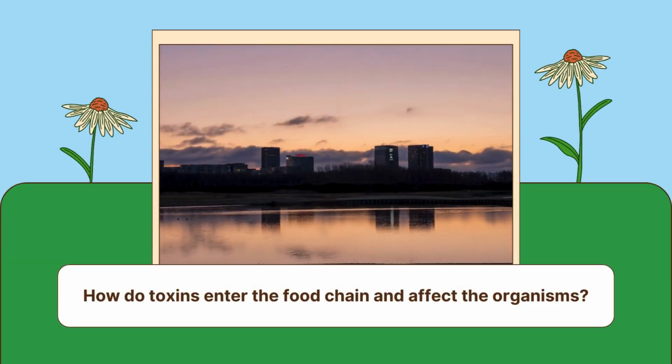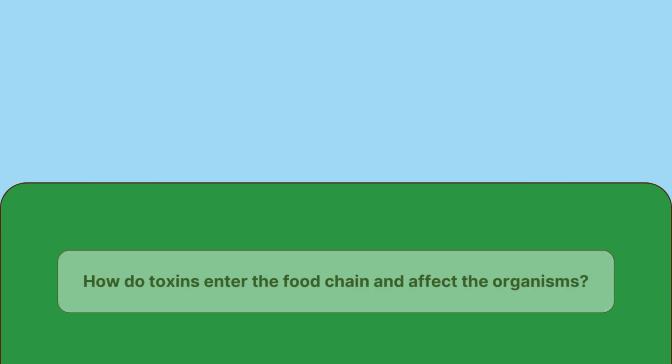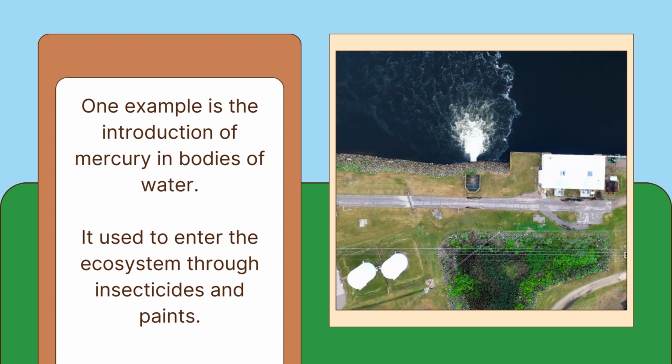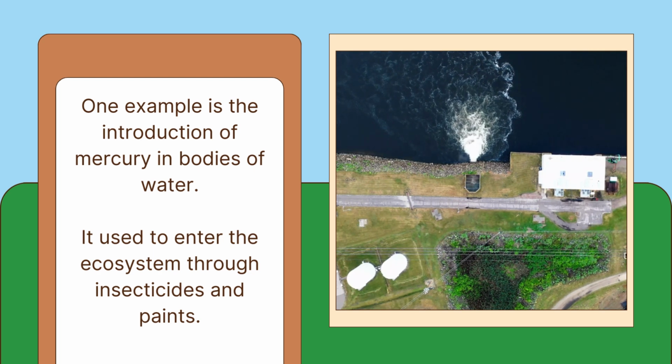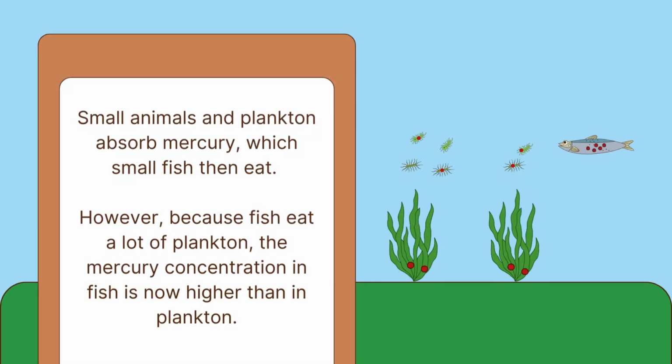How do toxins enter the food chain and affect the organism? One example is the introduction of mercury in bodies of water. It used to enter the ecosystem through insecticides and paints. Small animals and plankton absorb mercury, which small fish then eat. However, fish eat a lot of plankton. The mercury concentration in the fish is now higher than in the plankton.